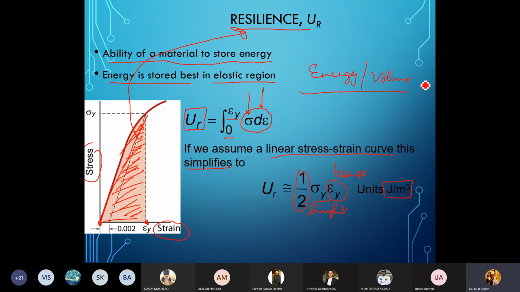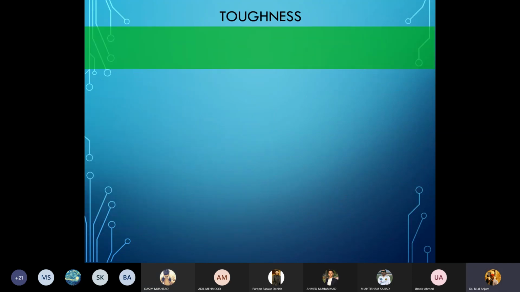Clear enough so far? Yes, sir. All right, moving on. How do you define the toughness of a material? What is toughness of a material?